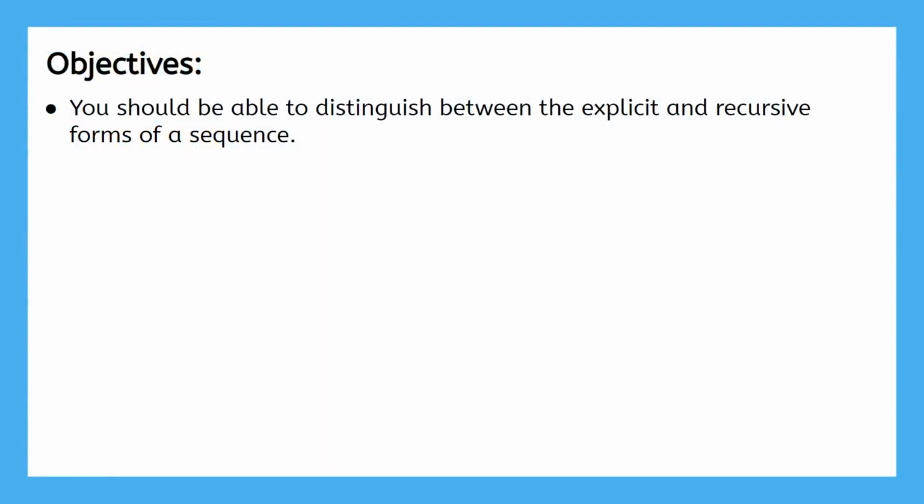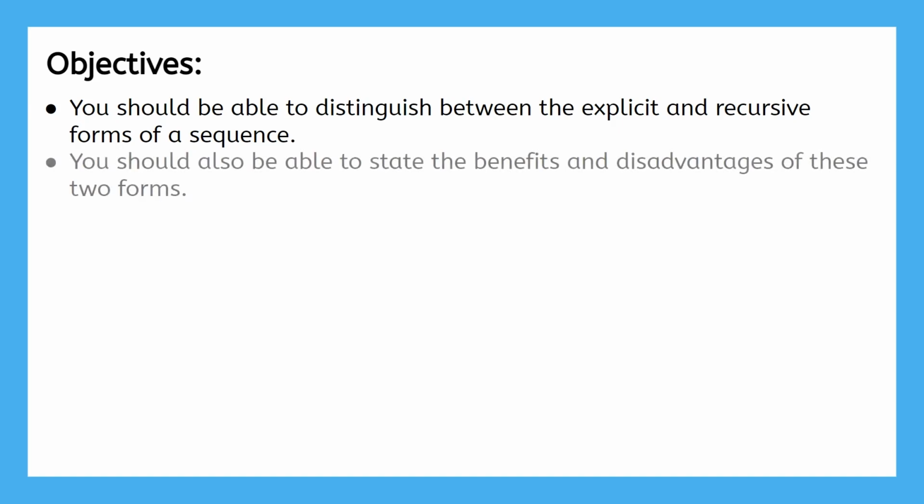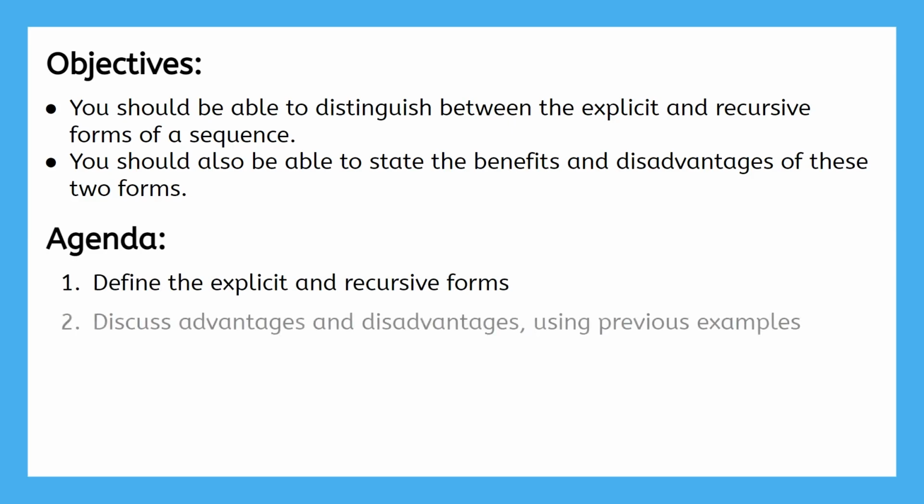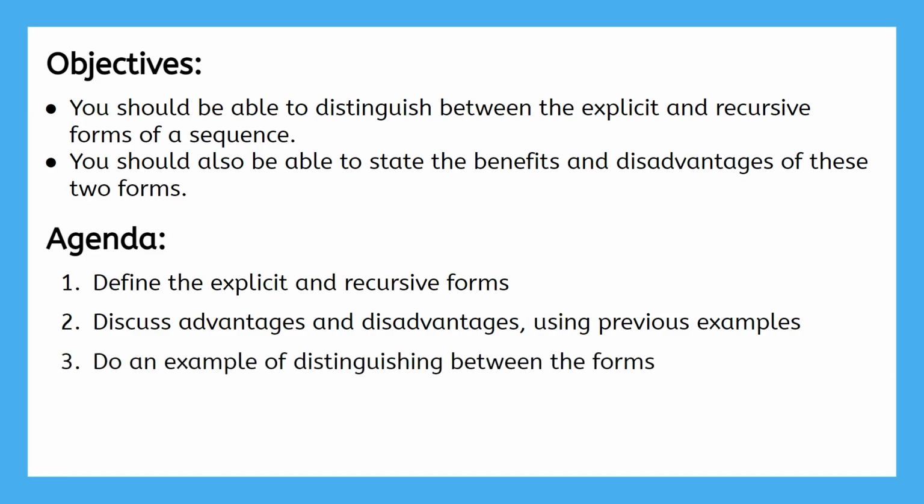By the end of this lesson, you should be able to distinguish between the explicit and recursive forms of a sequence. You should also be able to state the benefits and disadvantages of these two forms. First, we'll define the explicit and recursive forms. Then we'll discuss advantages and disadvantages using previous examples. And finally, we'll do an example of distinguishing between these two forms.